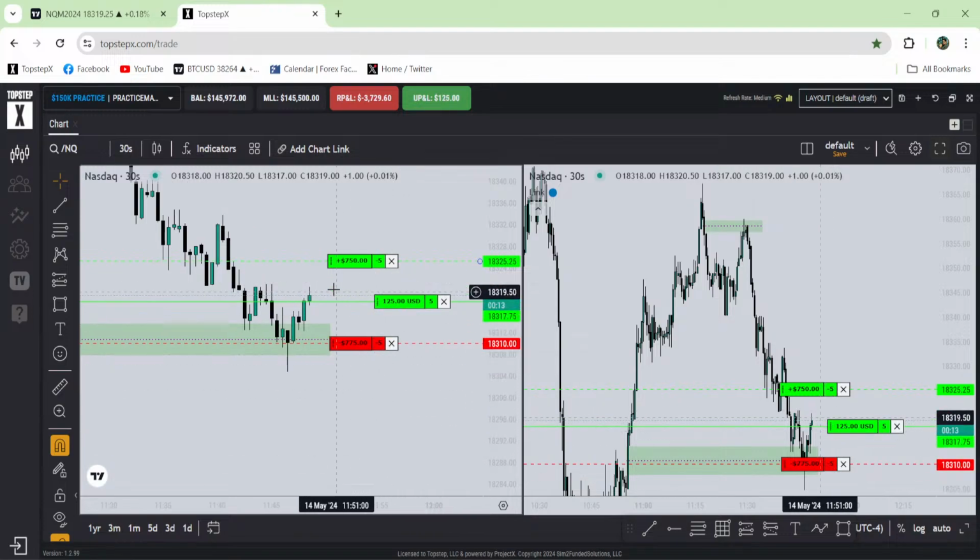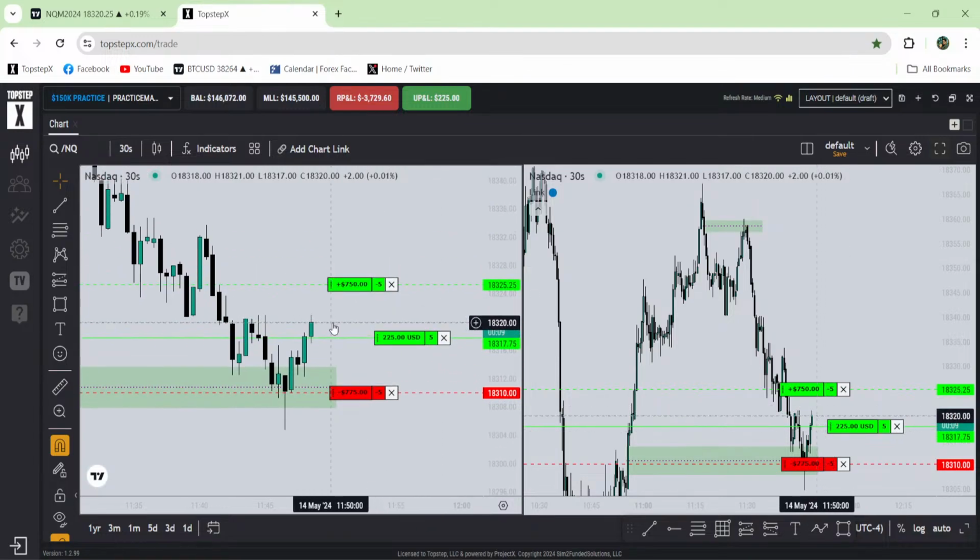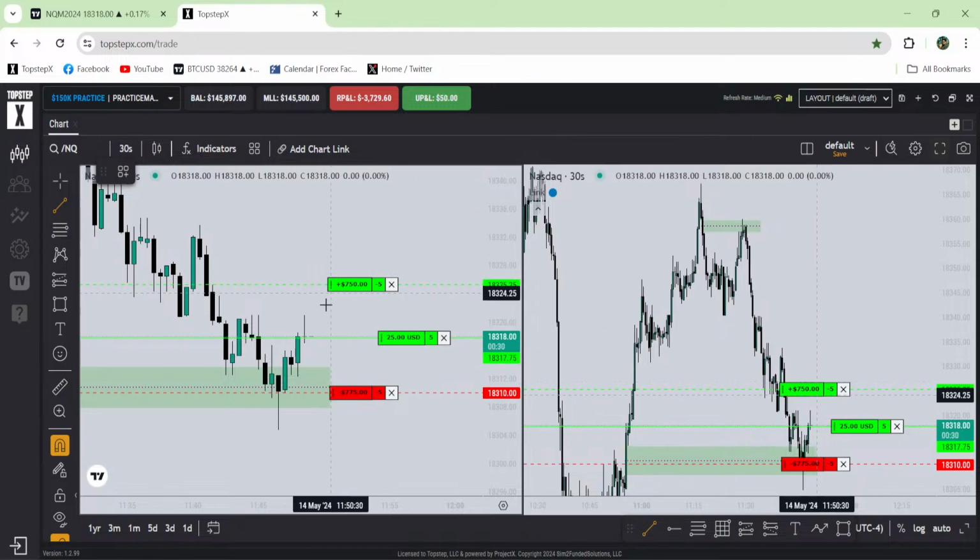What I have done in my previous time when I learned this concept, let me explain that one. Let it hit my target. I hope that it will hit my target. So forget about that. It had hit my target profit.